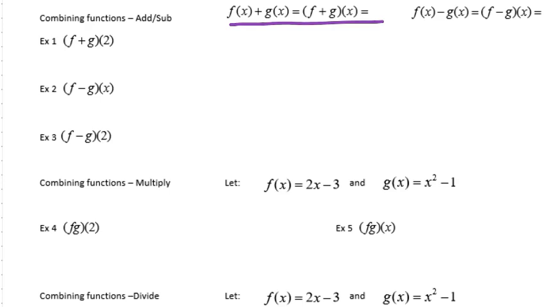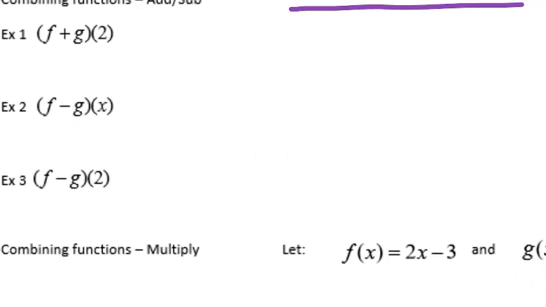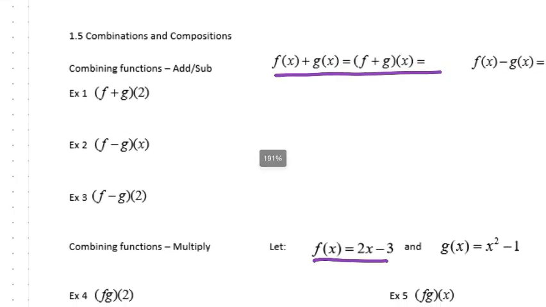So let's look at our first example. (f plus g)(2). So what that means is we need our functions, and here are the functions down here. It should have been written up there too. So there are our two functions. If I say f plus g of 2, that means I'm going to add my f of x and my g of x, but plug in a 2 for the x.